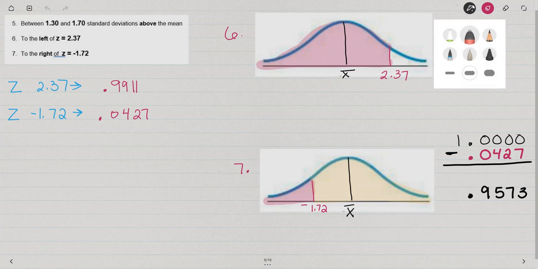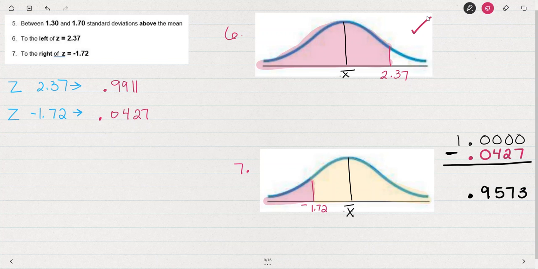For number 6, to the left of 2.37, you can see this in the diagram here at the top. To the left of 2.37, all I have to do is read that number from the chart, because if you recall, the chart is giving us the area to the left of our z-score.